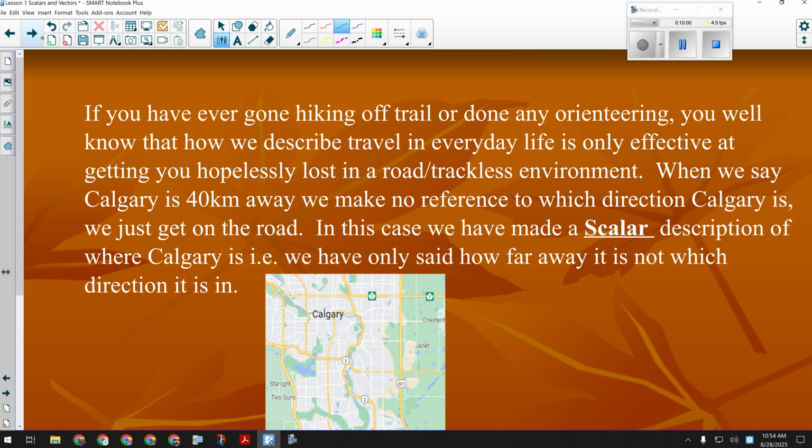Road signs, same thing, right? When you get on the highway here, it says Lethbridge 200 kilometers. It doesn't say 200 kilometers and then give you a compass direction. Follow the road, you'll get there. That's more appropriate. So sometimes scalar is good, sometimes vector is good. Sometimes either one can work. But most of the time, one is going to be more appropriate for a situation than the other. But there's never a case where one is always better.